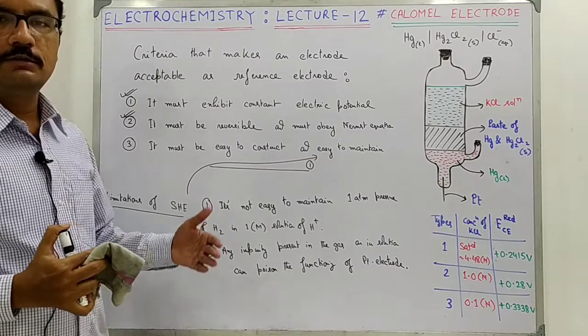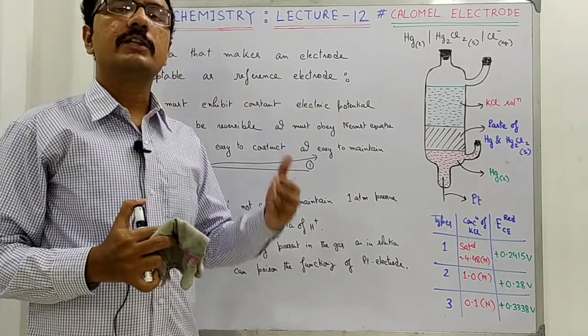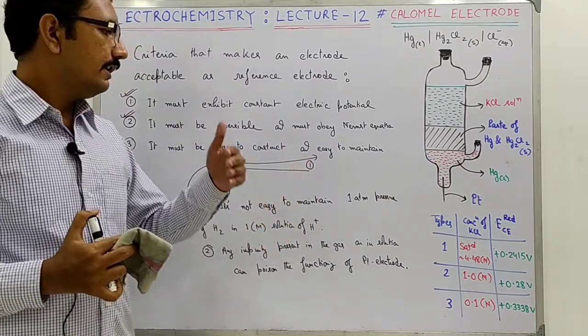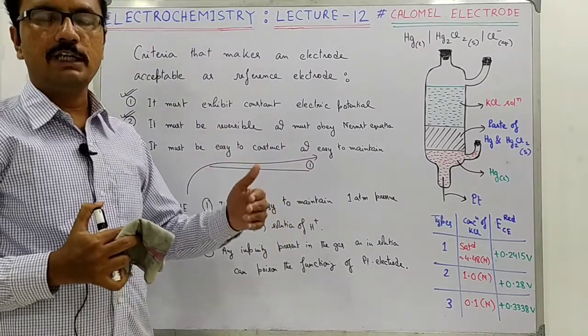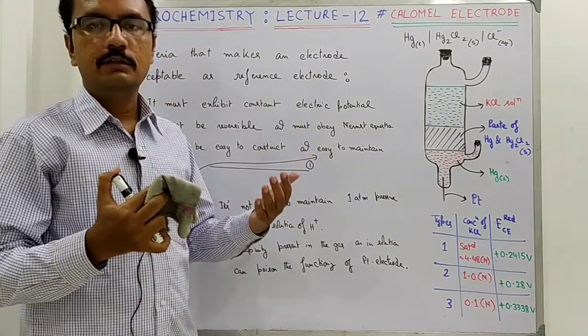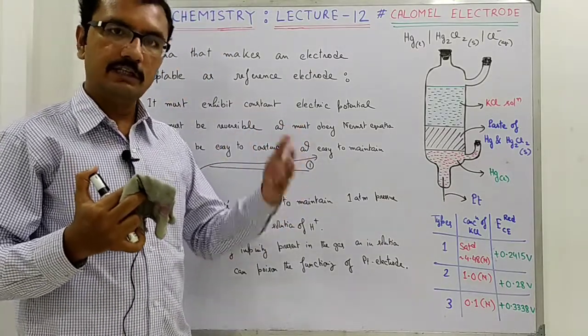That is why we need a secondary reference electrode. It must be easy to maintain so that we can experiment with ease. It can make our life simple in the laboratory.